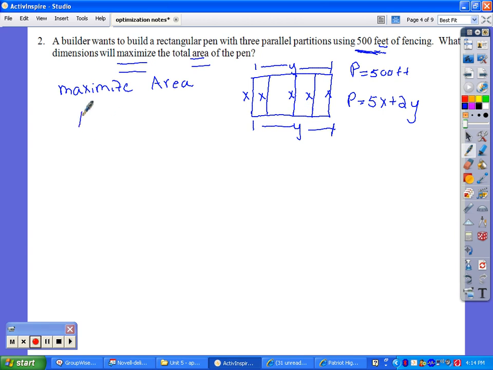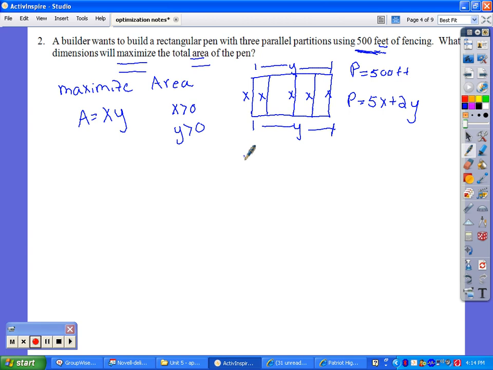So for area of the pen, we want the area of the whole pen. So it doesn't matter how many parts it's divided into, the area is going to stay the same. So I just need the area of the outside, which is x times y. And again, x has to be greater than 0 and y has to be greater than 0, or else we wouldn't have any area. So we use our perimeter formula in order to get this in terms of one variable.